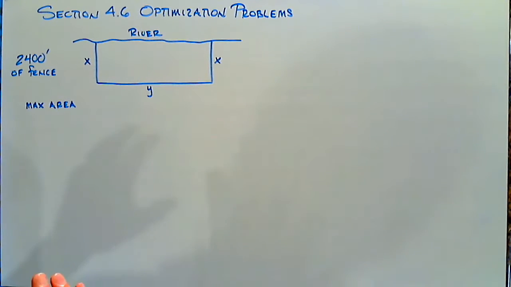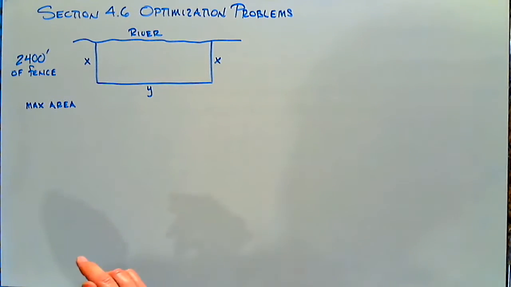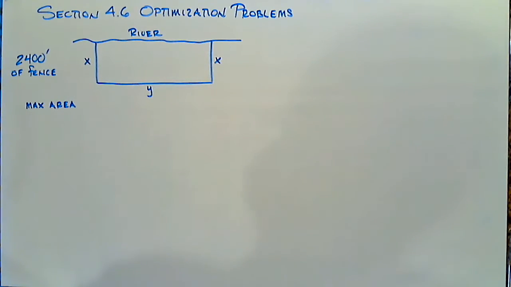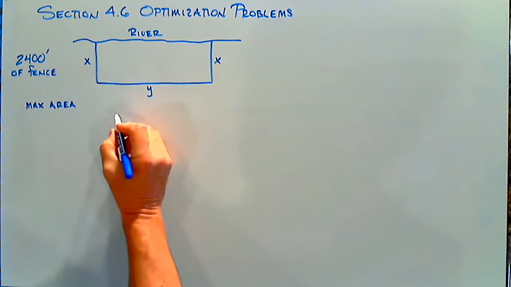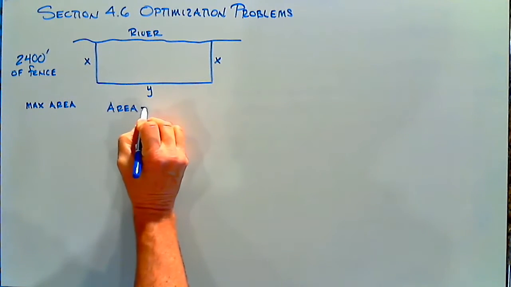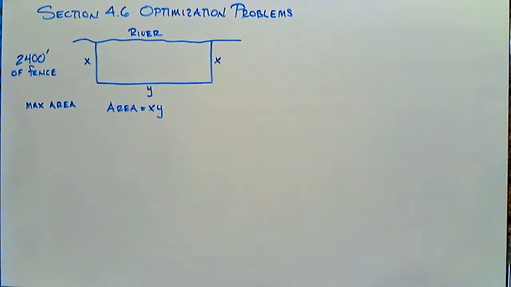Usually, these shapes that they give us are pretty straightforward, and we can usually use some of our elementary school, junior high type formulas to come up with a formula for the area or the surface area or the volume. In this case, it's just area. And the area of this, of course, is going to be length times width because it's a rectangle. So our area would equal x times y.